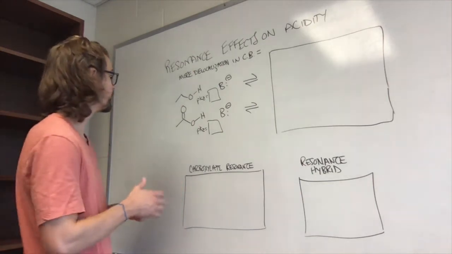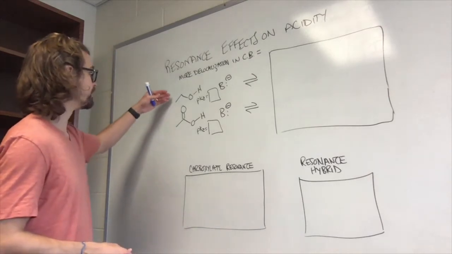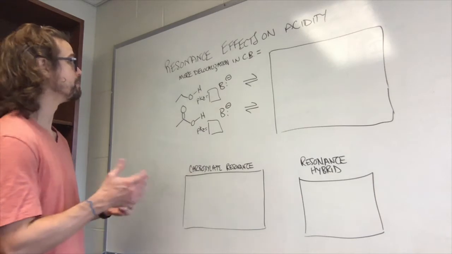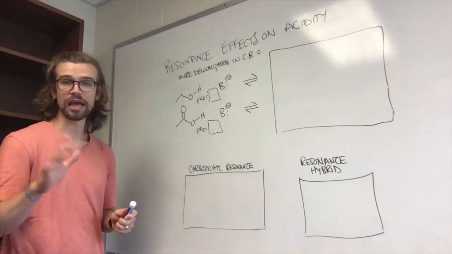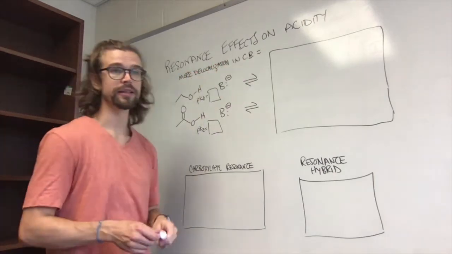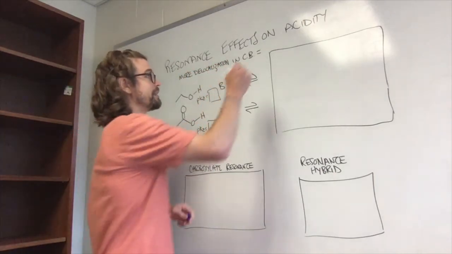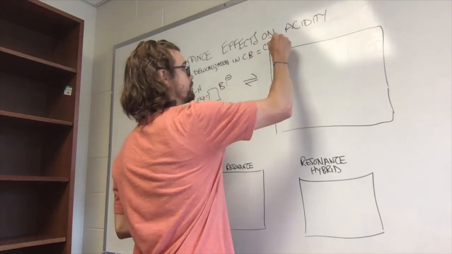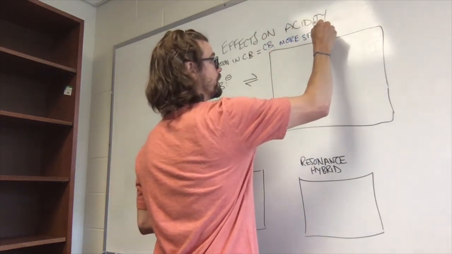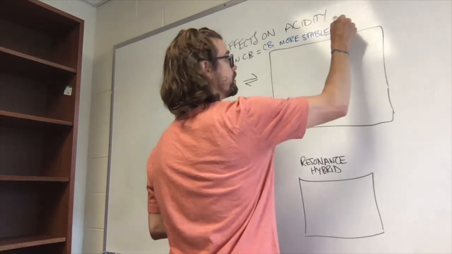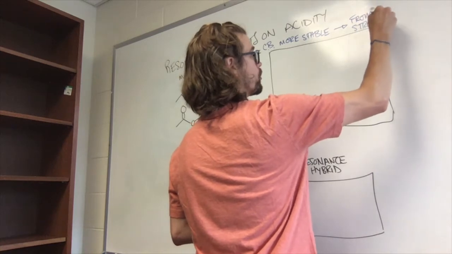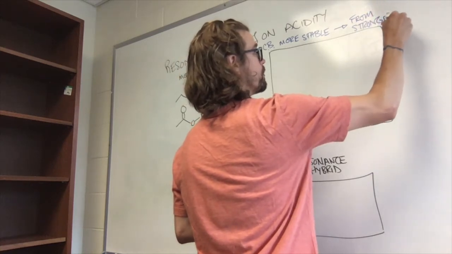So what we're going to look at here is the acidity of ethanol versus acetic acid, and how that's impacted by resonance. Again, what we want to remember is that more delocalization in the conjugate base means that the conjugate base is more stable. That must have been from the stronger acid. So again, we're comparing things here from the stronger acid.